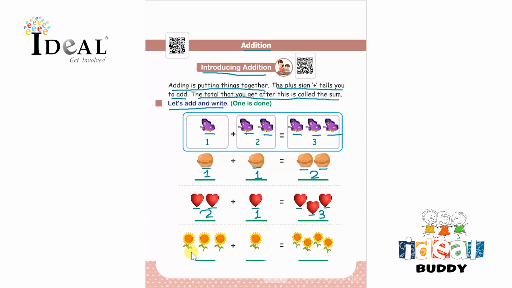Over here we have 3 sunflowers. 1, 2, 3. So the child will be writing 3 over here. Then it's 1 sunflower. And after that we have 1, 2, 3, 4 sunflowers over here. So 3 plus 1 is 4. So when we have put 3 plus 1 sunflowers, they are 4 sunflowers. Now the child will be recalling this addition by doing some sums in their notebook as well.